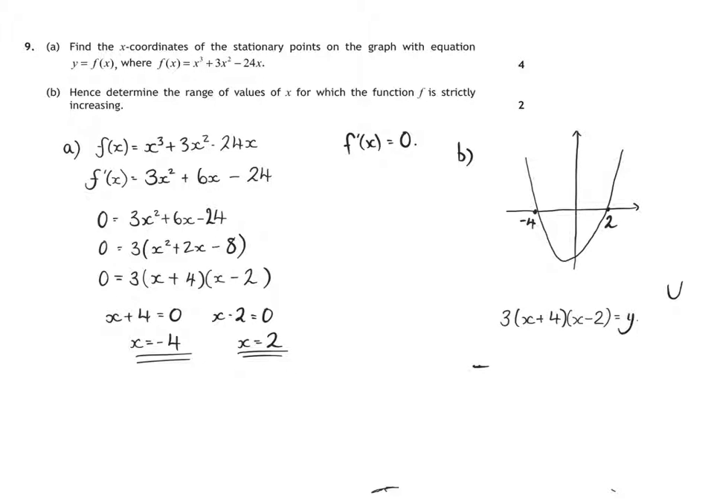Okay, so the function is increasing when x is less than minus 4 and when x is greater than 2. Other ways you could do this are by drawing a nature table, or by finding it as setting your function greater than 0. Right, so on to question 10.